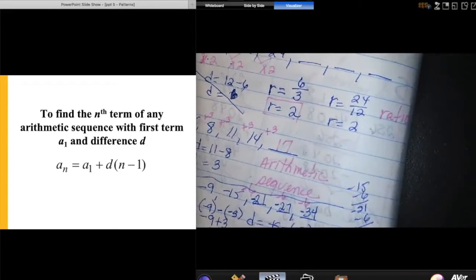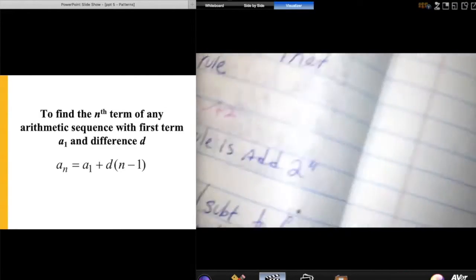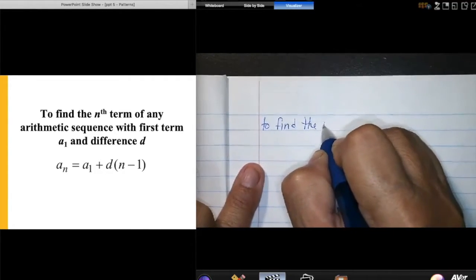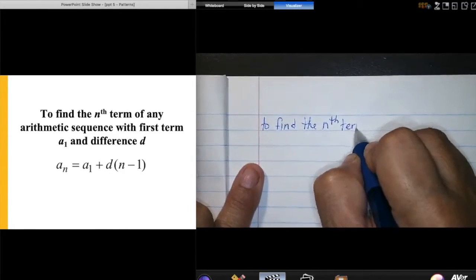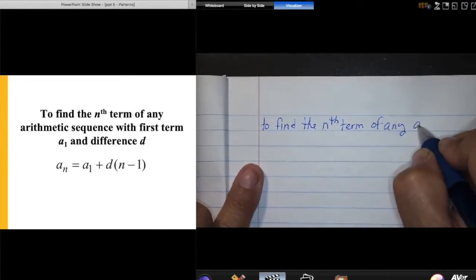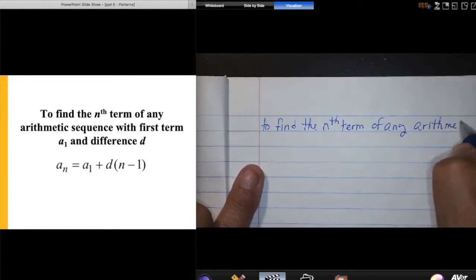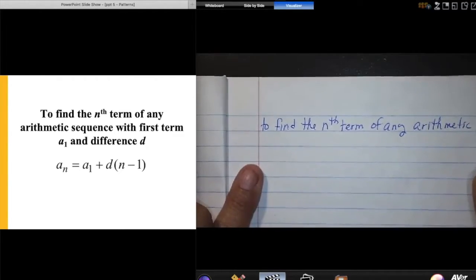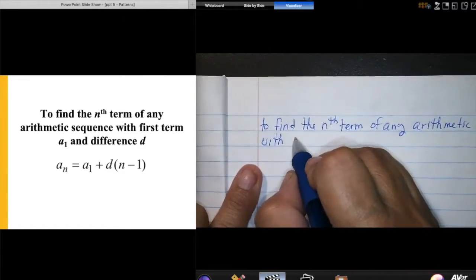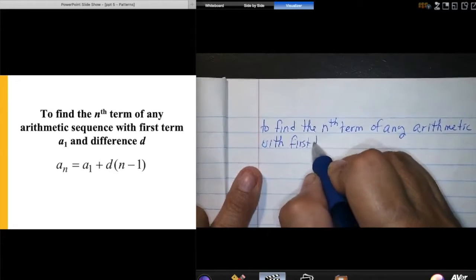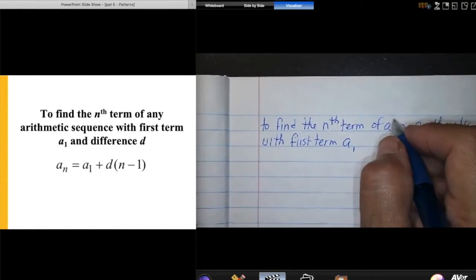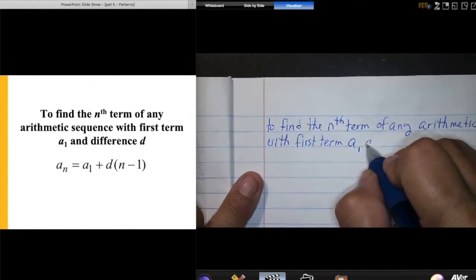I'm going to continue on the next page since I filled up page 11. To find the nth term of any arithmetic sequence with the first term a sub 1 and the difference d.